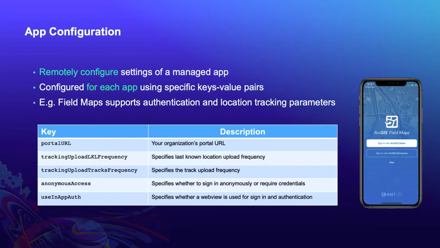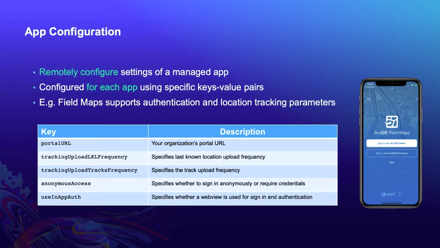Now this is something that Joel will show you in action in his demo in a few seconds, but app configuration allows you to remotely configure settings in the app. This is something that an application developer like Esri explicitly supports to help streamline workflows for their users. For example, Field Maps supports parameters that streamline authentication and tracking configuration. I want to point out specifically the portal URL parameter, which Joel will show in the demo.